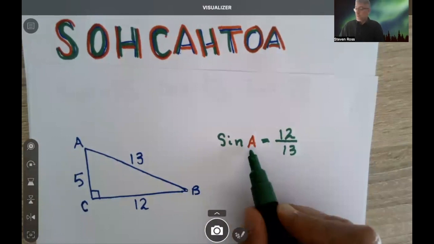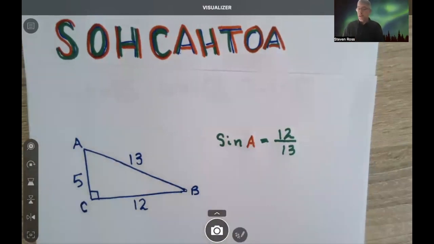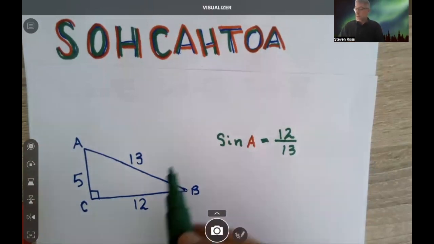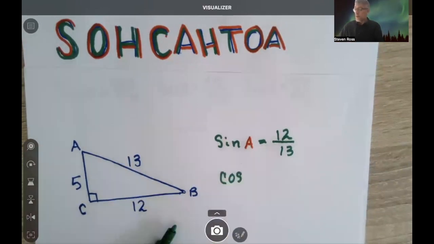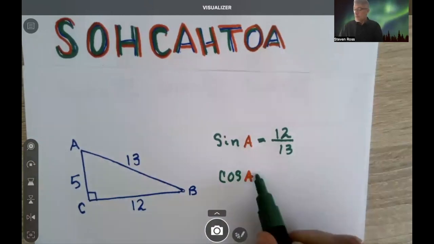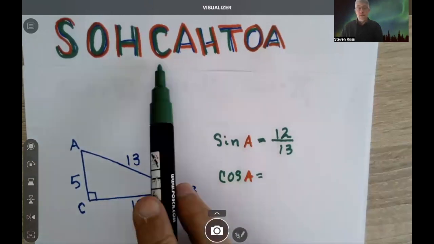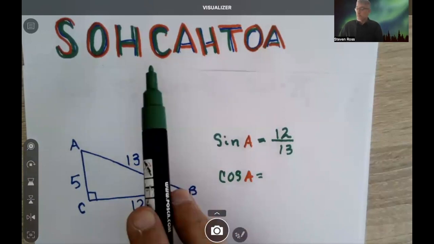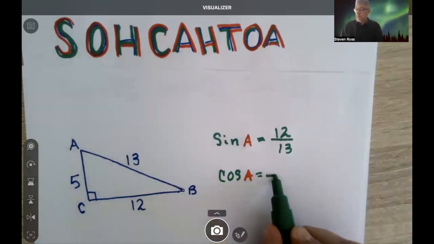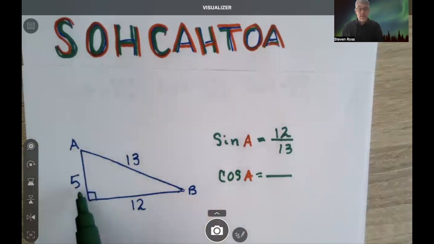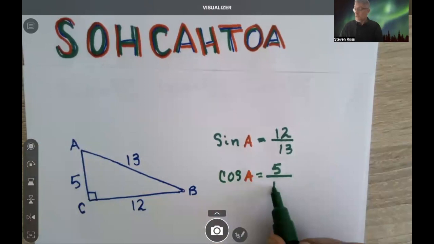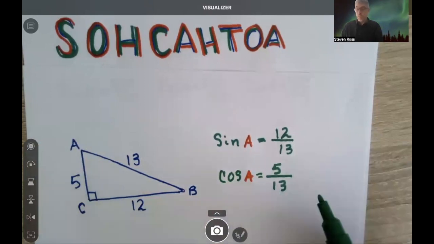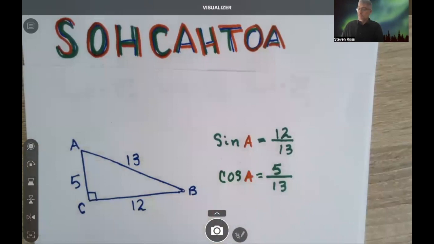And we are with reference to angle A, because if I change the angle, then opposites and adjacents are going to change. So let's go to cosine of the same angle. Cosine of angle A is equal to, and that's the CAH, a ratio of the adjacent, which is 5, over the hypotenuse, which is 13. And that's going to be our cosine.